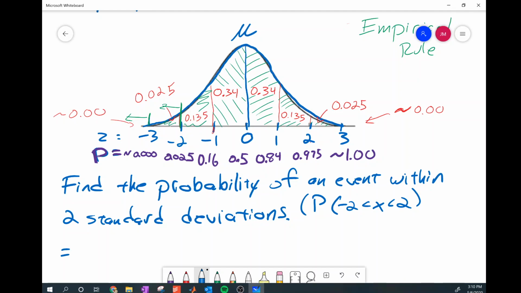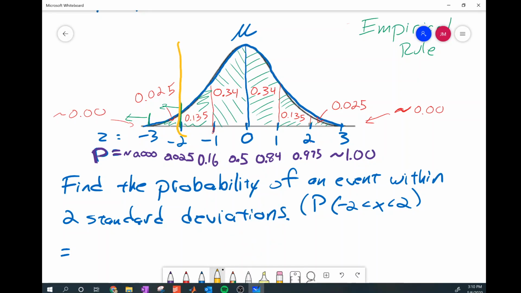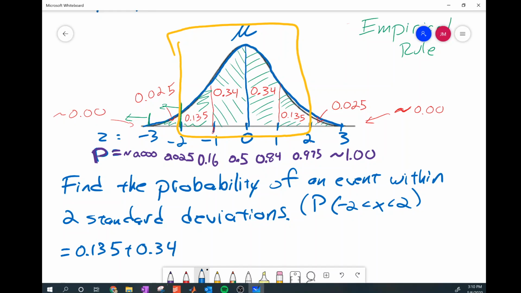So that would equal all of this. So that's going to be 0.135 plus 0.34 plus 0.34 plus 0.135. Add all this together, get 0.95. This is going to be a very important number that shows up when we talk about something called confidence intervals in a couple of days.